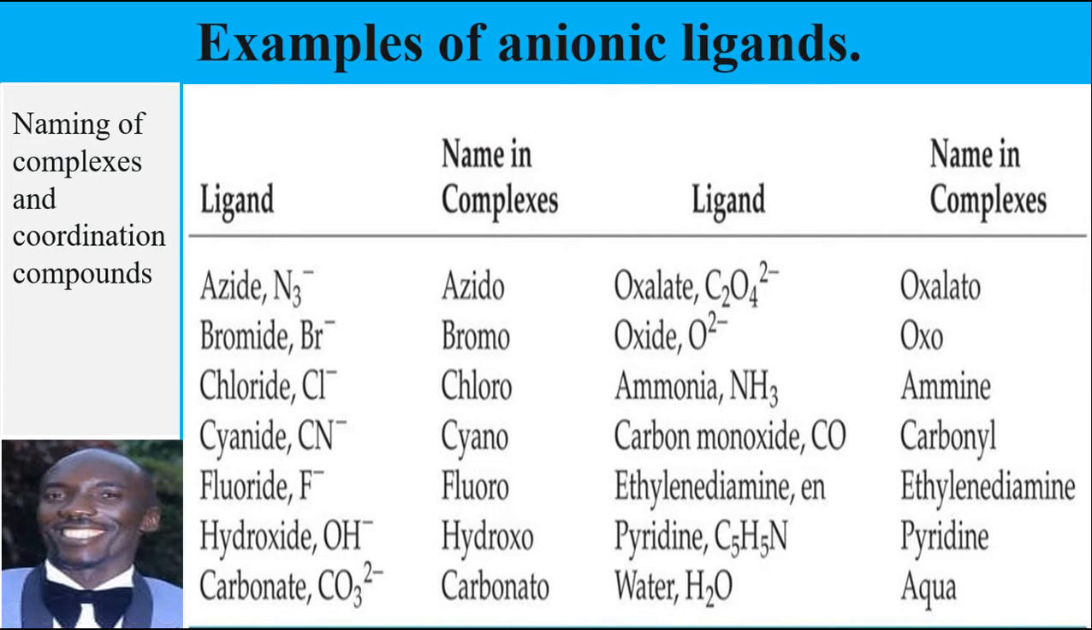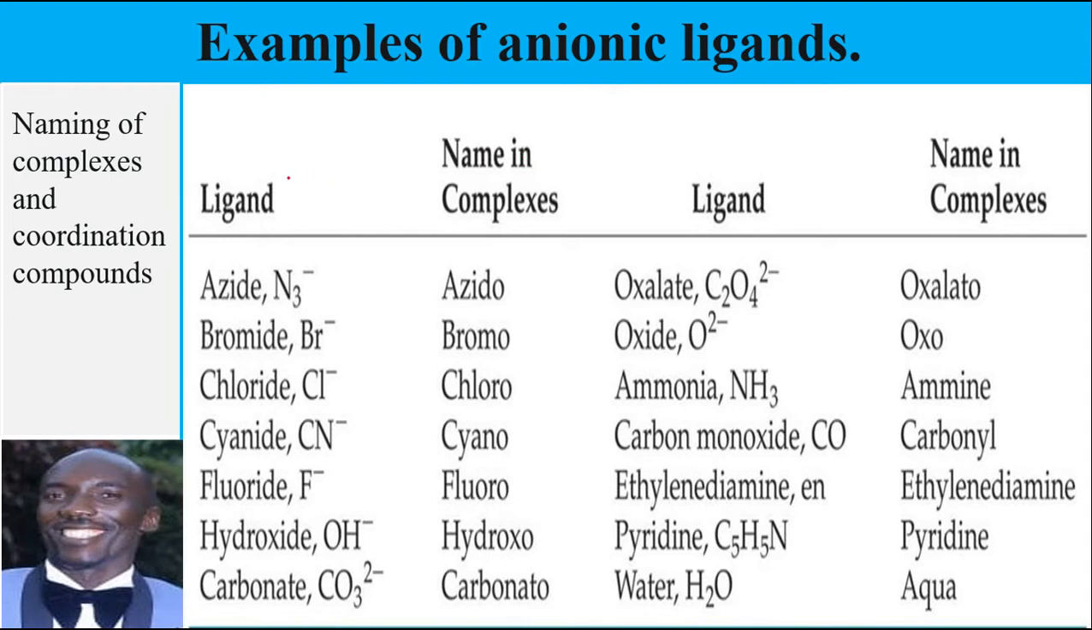Then we also talked about polydentate, whereby the ligand has got more than one atom that donates the lone pairs of electrons. And from there we had an example of ethylene diamine. Okay, so here we have just examples. What we should know is that some ligands are anionic. What do we mean when we say anionic? It means that they have a negative charge.